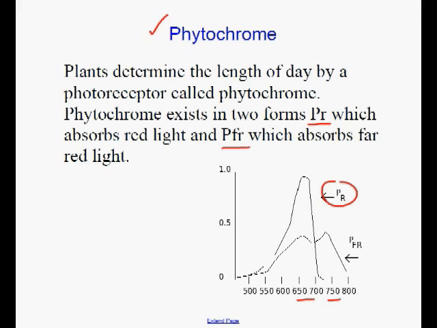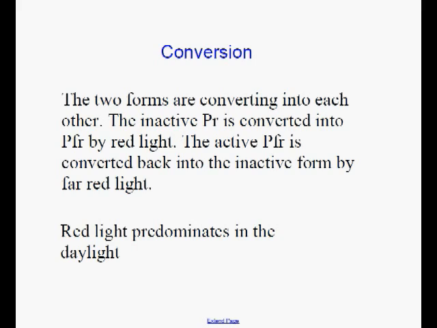What happens is that in the daytime, there's very little far red light, but there's plenty of red light, so pretty much PR is absorbing light. And at nighttime, there's very little red light, but there's far red light, so PFR would be active. So we're going back and forth in how the pigment works in daytime and nighttime. Now there's a conversion between the two forms. So essentially PR is converted into PFR, and PFR is converted back into PR.